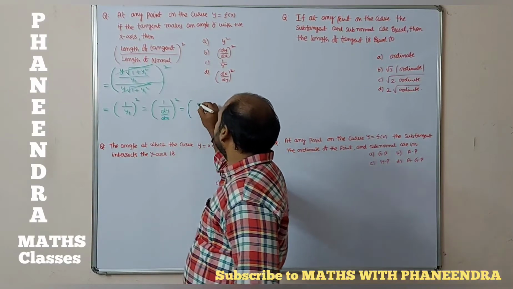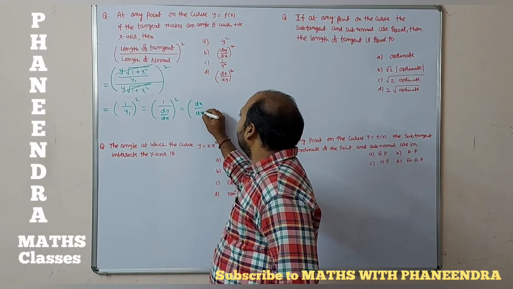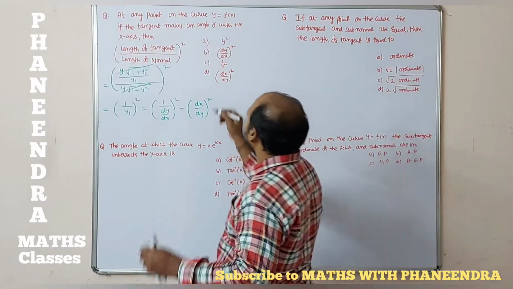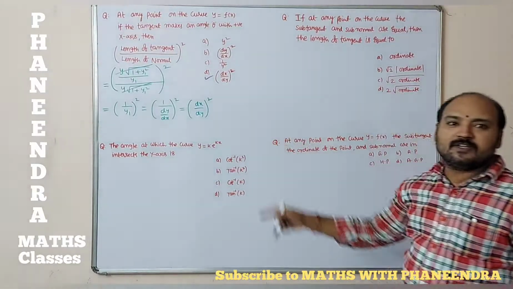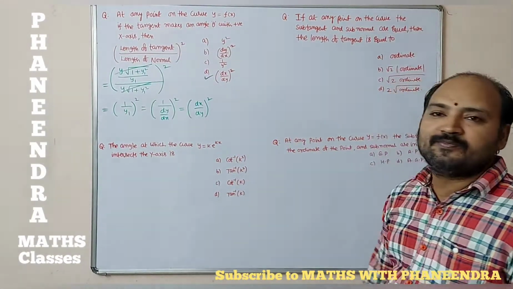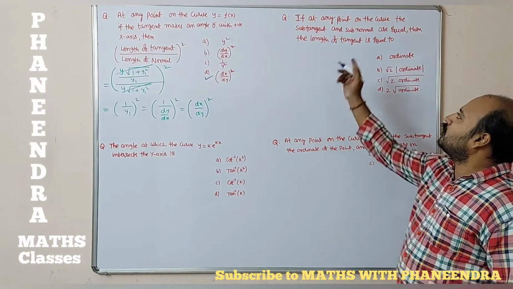We can write it as (dx by dy) whole square. It is there in the fourth option. So these are standard results which are based on tangent, length of tangent, length of normal based questions. I hope you understand that. We'll move on to the next question.